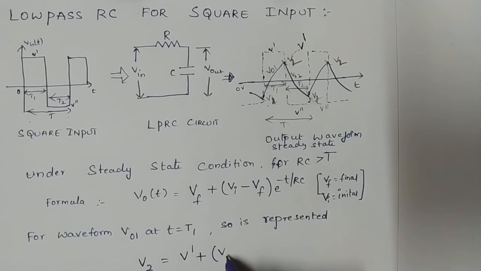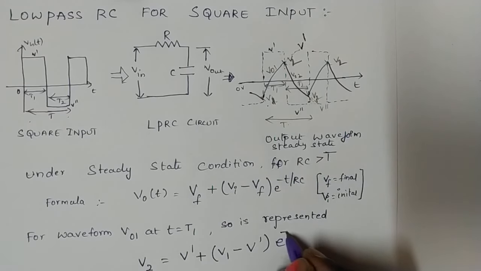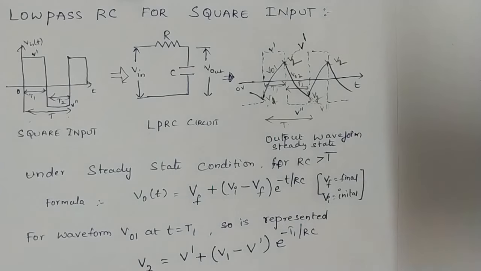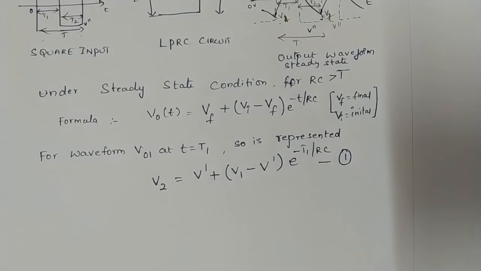So in the place of V initial, write V1 minus V final, which is V dash, into e power of minus t1 by RC, at the time period t equal to t1. Make it equation 1. Similarly, you have to write it for the V02 waveform also.